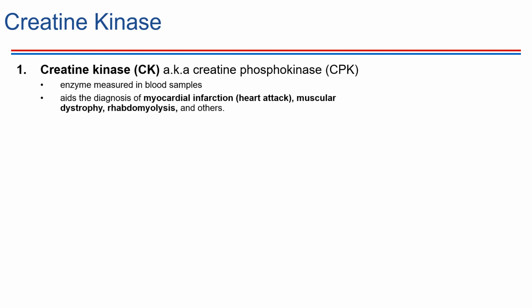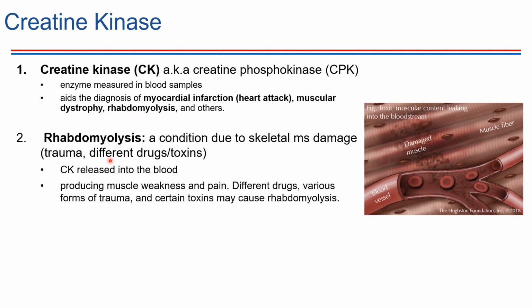It's actually kind of interesting. We can use creatine kinase, or we can measure it in our blood. So if you take a regular blood sample, you can actually see if creatine kinase is there. And when it's there, that usually means that something's going on, that muscle tissue has broken down and it's released its creatine kinase. So it's helpful in diagnosing things like myocardial infarctions or heart attacks, where those cardiac muscles are dying and then the creatine kinase is released, or different diseases like muscular dystrophy, or something called rhabdomyolysis, which you probably haven't heard of before.